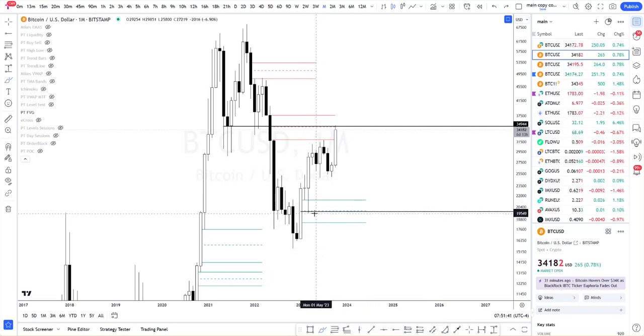So the monthly bullish equilibrium gap got filled. The bearish monthly equilibrium gap just got filled right now. So we are officially in limbo again, right? And again, obviously, this is going to be your main resistance until we get into the 38 and 40K zone.